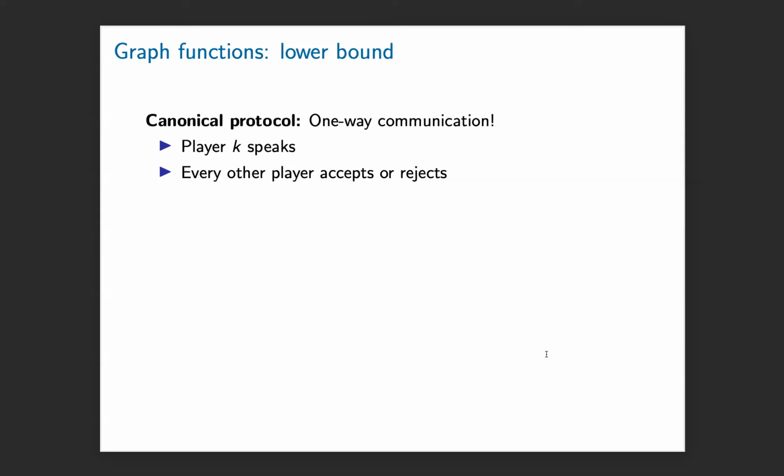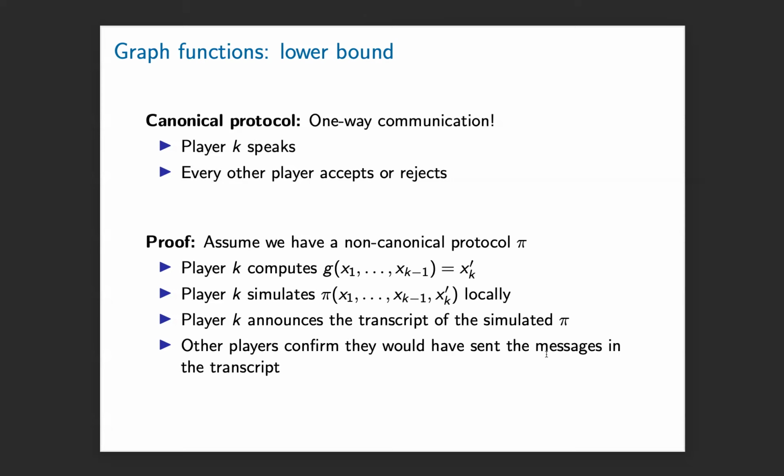First, I'm going to prove that there's a canonical protocol that's one way in the following sense. Player K speaks, and then every other player either chooses to accept or reject based on the message. If they all accept, then it's an accept. If any one of them rejects, it's a reject. Okay, so let's assume that we have some protocol pi that may have many players sending messages.